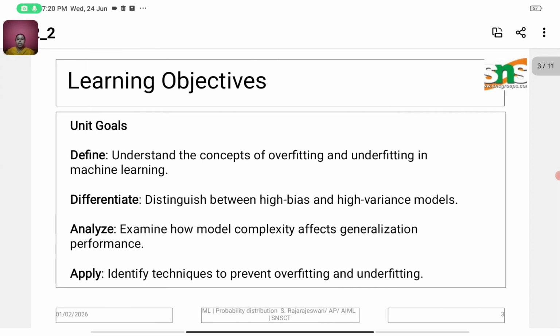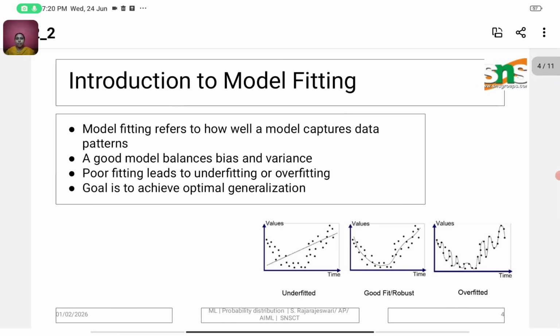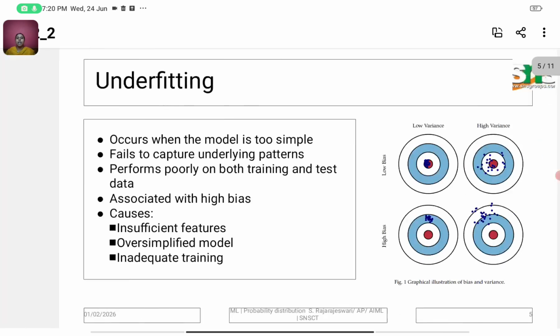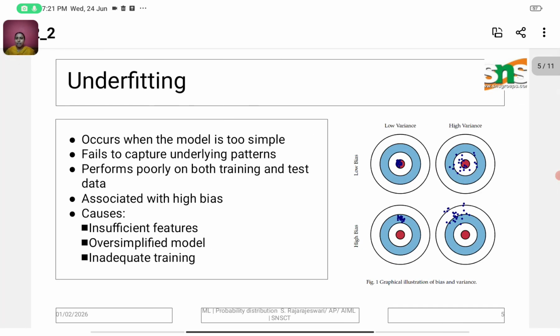This is the main objective we are going to see in this lecture video. All this we have seen in the last class itself. The introduction of model fitting we have seen in the last class, right? Now we are going to see what underfitting is.